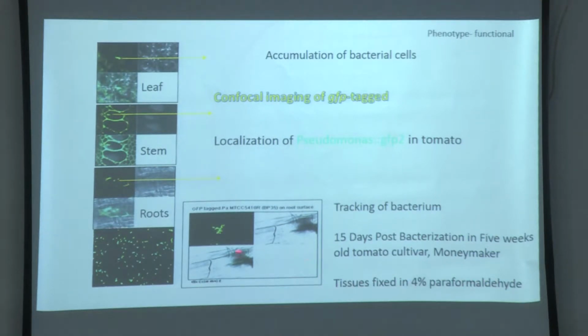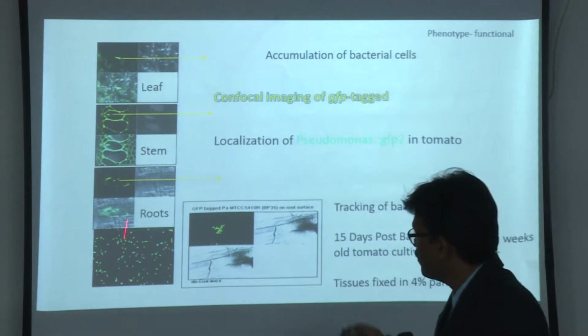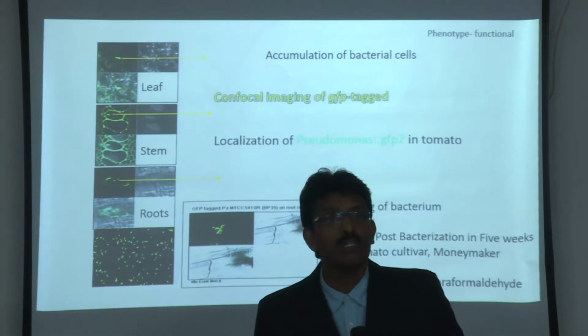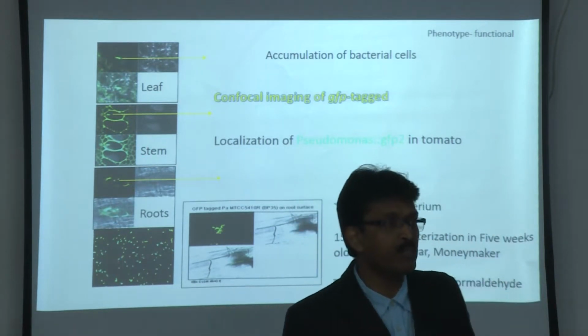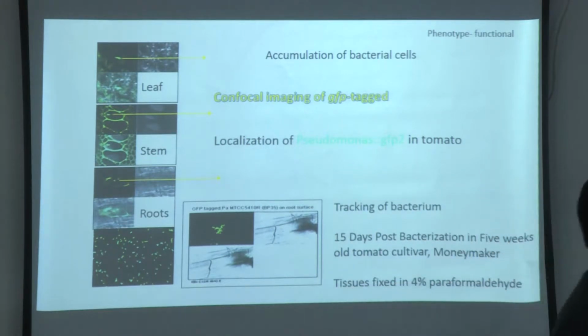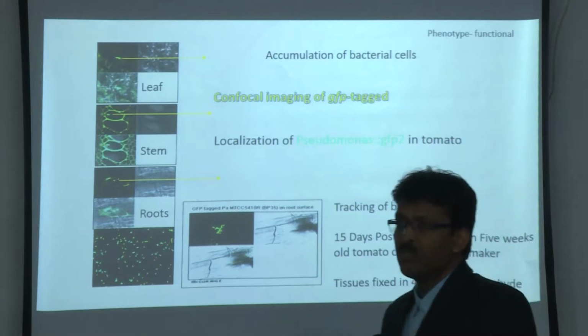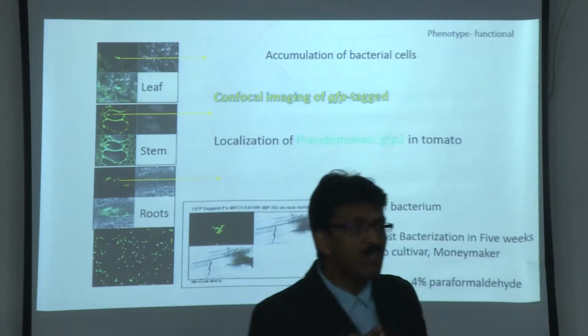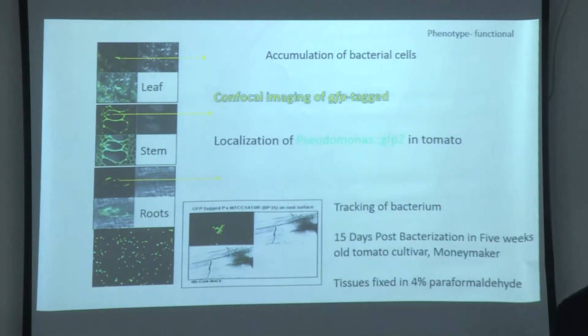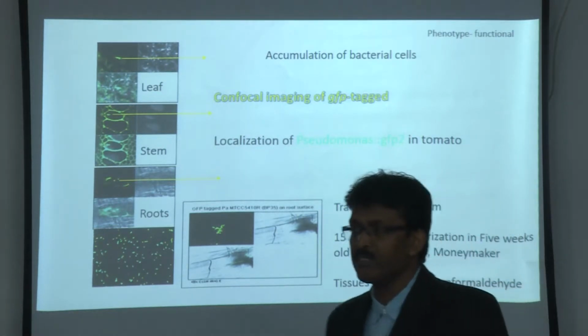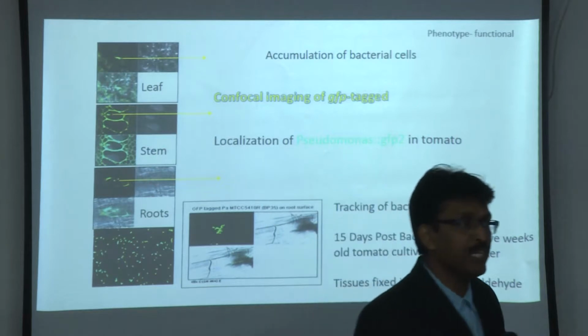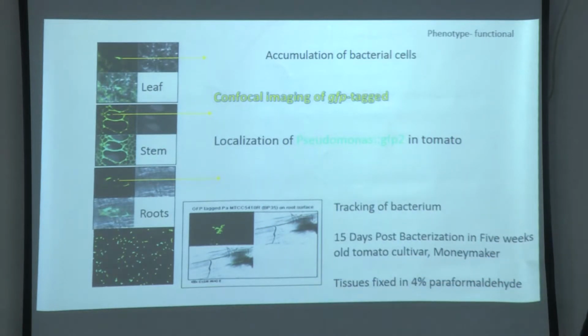Then you start exposing the different tissues to microscope, either confocal microscope or fluorescent microscope. Since you are using plant tissue, it is better you use confocal microscopy. Sometimes the deep-seated bacteria you may not be able to see in a normal fluorescent microscope. Laser scanning is needed. So if you do that, you will start seeing the bacterial colonization everywhere.